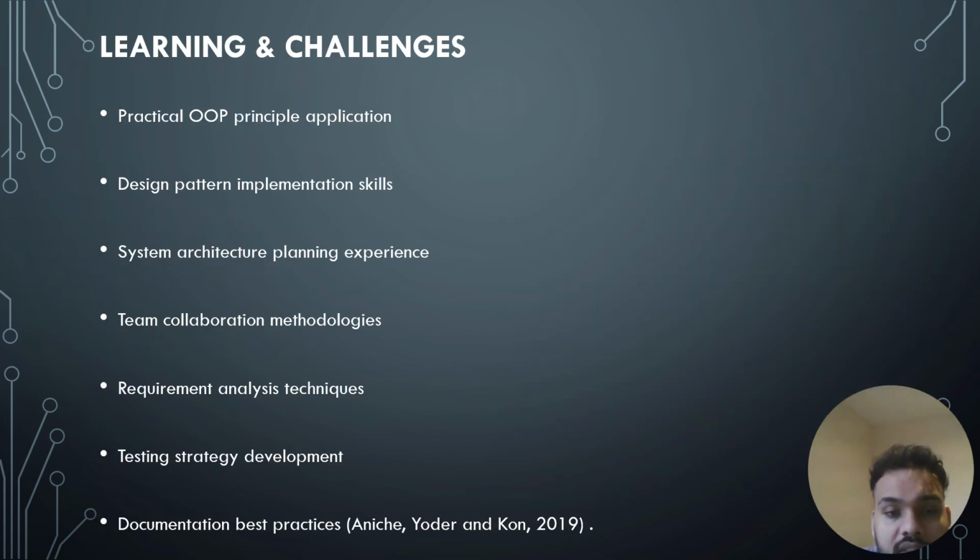Learning and outcomes. This slide summarizes the key outcomes and learning from the development of the system. One of the most valuable learning aspects was applying OOP principles in a practical real system, translating them into a functional application, and understanding how encapsulation, inheritance, polymorphism and abstraction work together to create flexible, maintainable software.